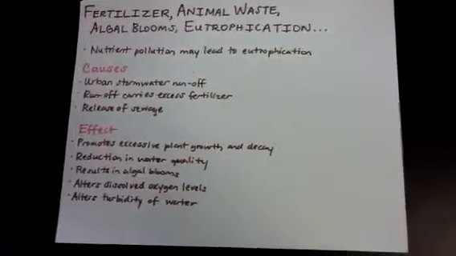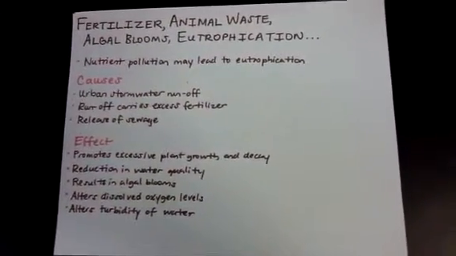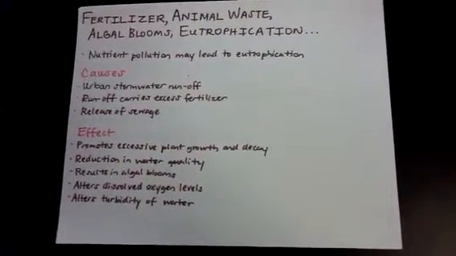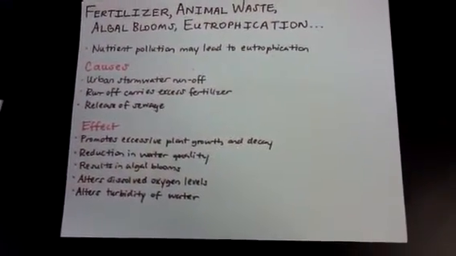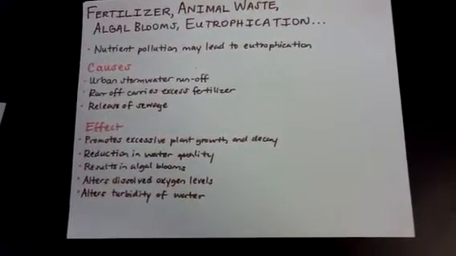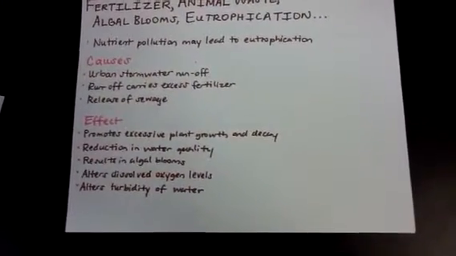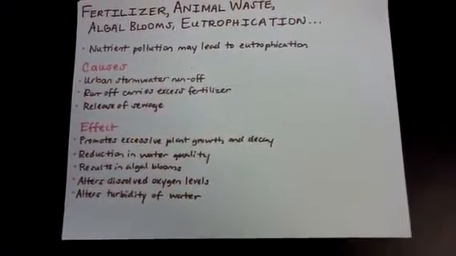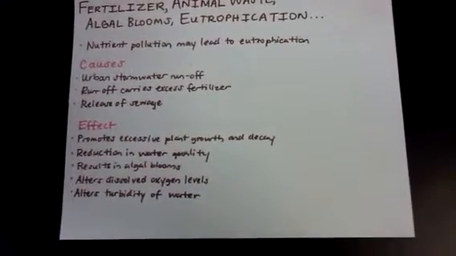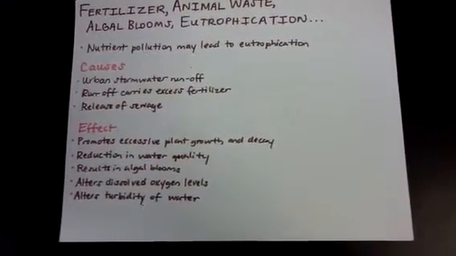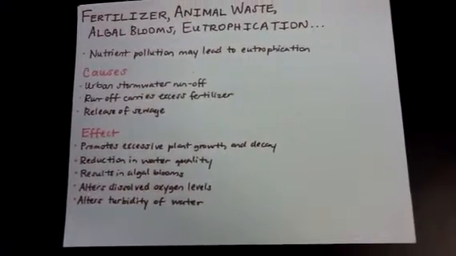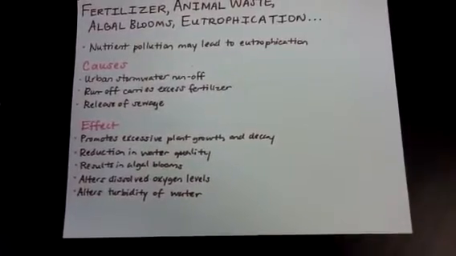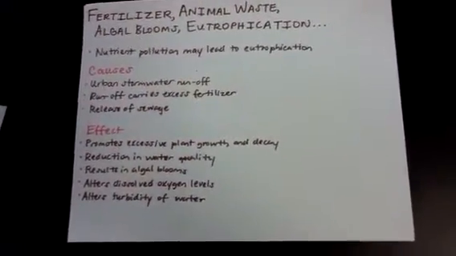Fertilizer, animal waste, algal blooms, which ultimately we're going to be talking about as eutrophication. And when you have nutrient pollution from fertilizer, animal waste, this is going to lead to eutrophication. Causes include urban stormwater runoff, runoff that carries excess fertilizer, release of sewage, and effects are going to be excessive plant growth and decay, reduction of water quality, results in algal blooms. And remember, if you have algal blooms, you're going to have a strong odor to go with them. Alters dissolved oxygen levels, and then it's also going to alter the turbidity of water, which is the clarity of water.